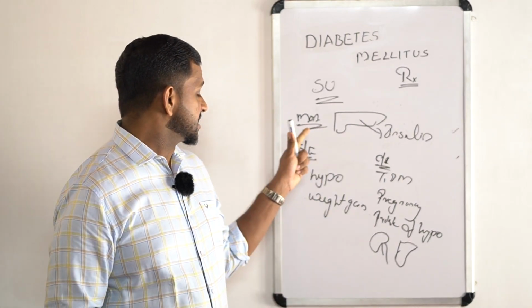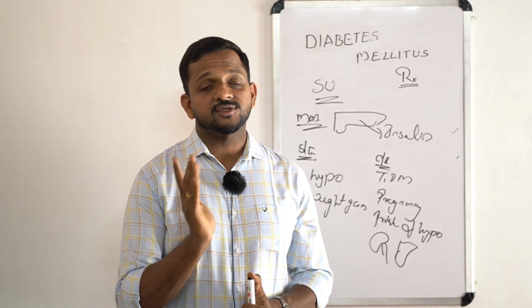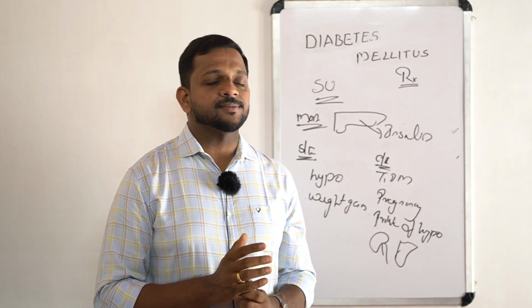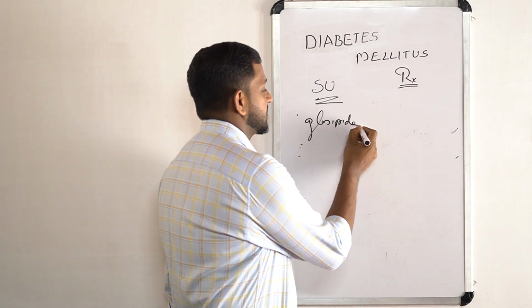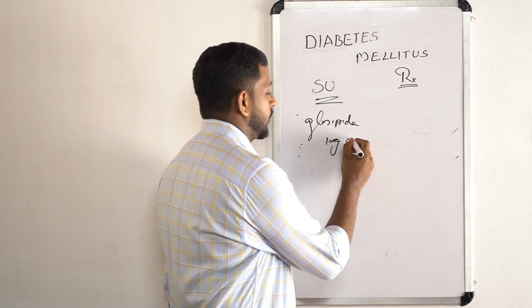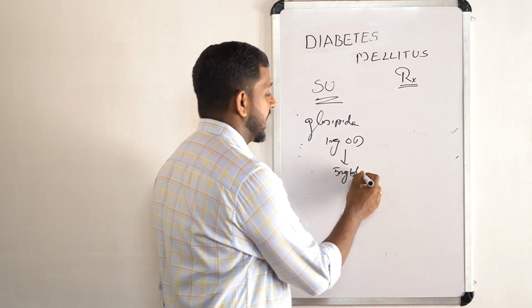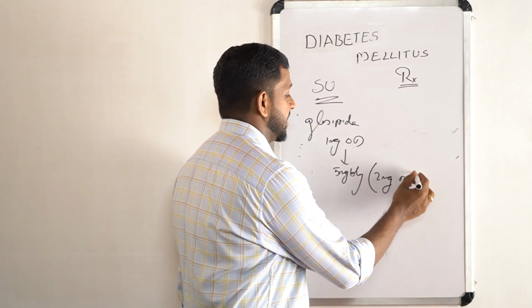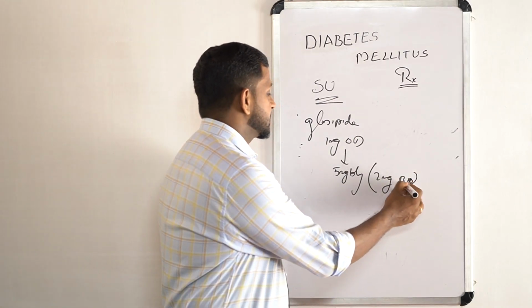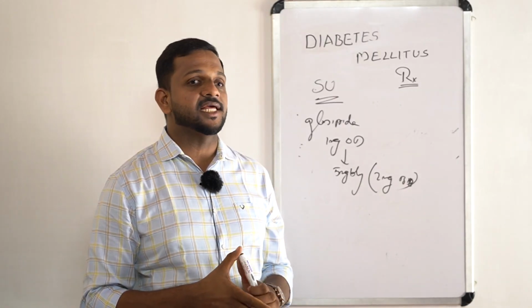So we went through the mechanism of action, side effects and contraindications. Now we will go to the dose of sulfonylureas. We will focus mainly on glimepiride. We usually start with 1 mg OD, and we can give up to 5 mg per day. Practically we will give up to 2 mg BD. So we start with 1 mg OD and we usually go up to 2 mg BD, that is 4 mg per day.